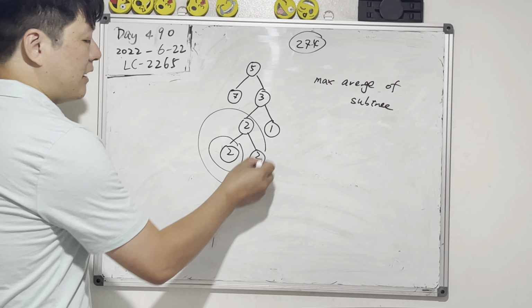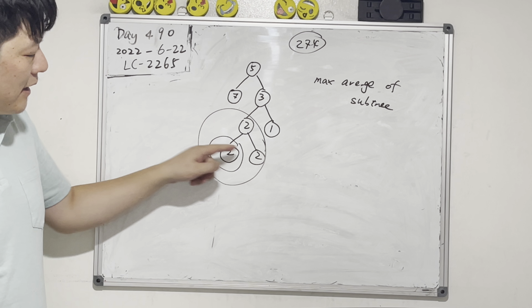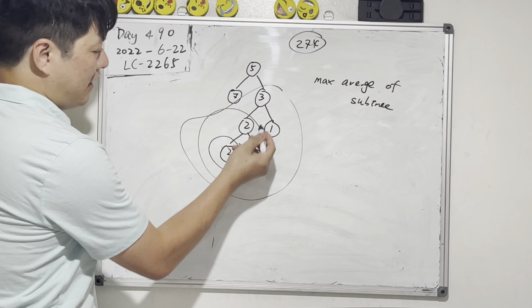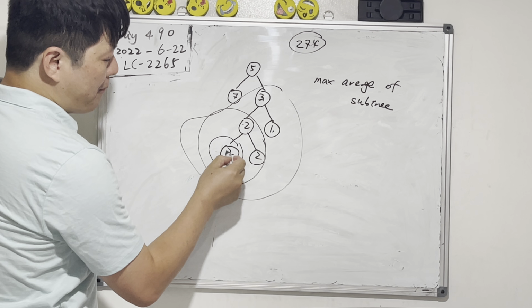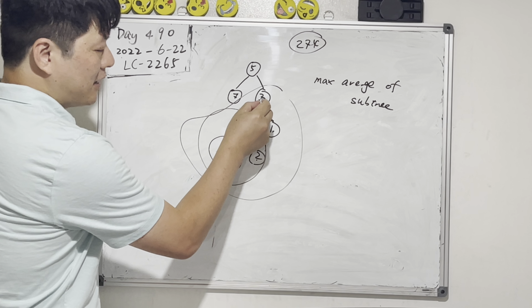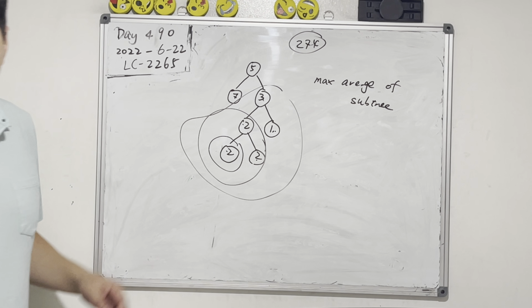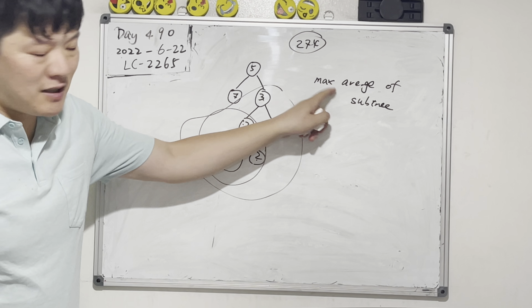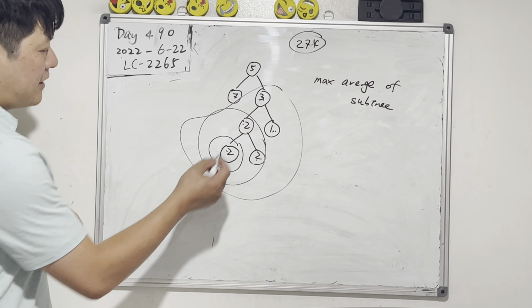And this average is also 2. 2 plus 2 plus 2 divided by 3. How about this subtree? So basically you add all the numbers and divide it by the number of the nodes, right? And we want to find out the maximum, right? And we use the depth search. And then we want to find the maximum. Is 2. 2, right? Let's see.